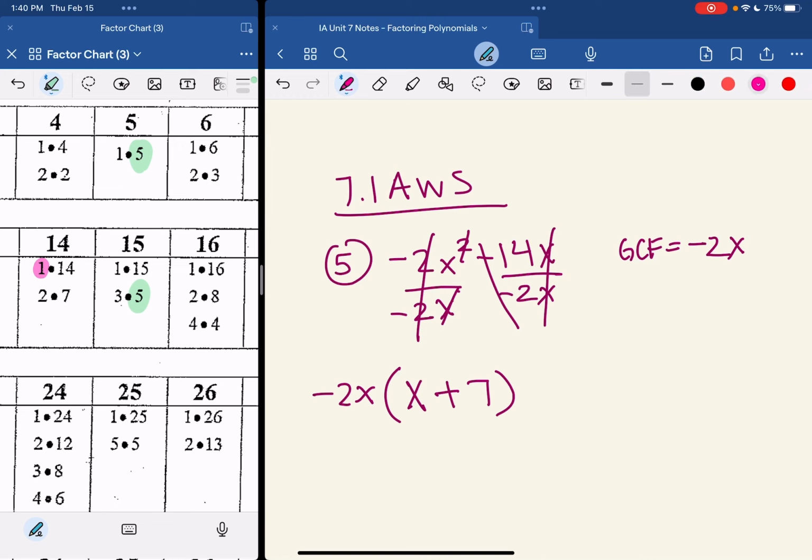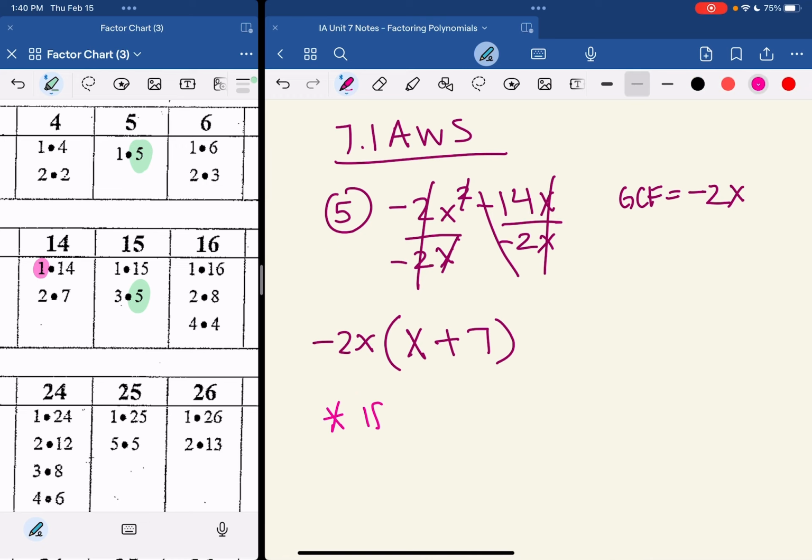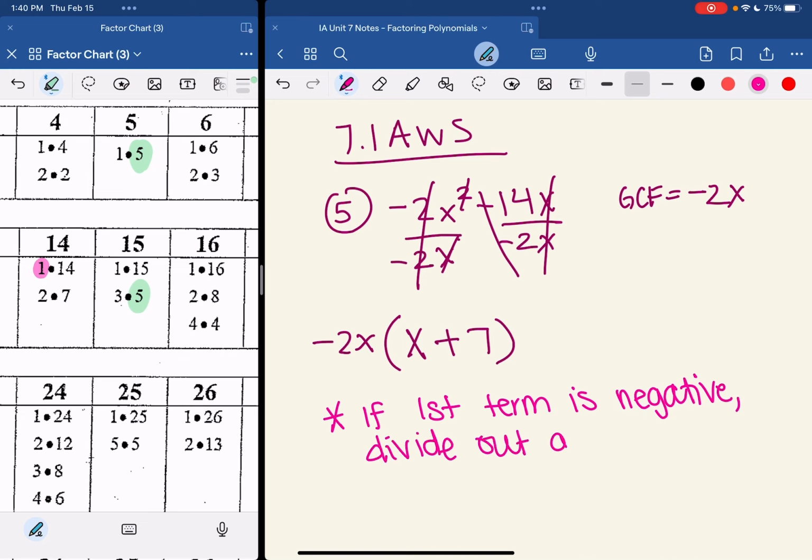So let me write that out. So examples of that are going to be 5, 13, 17, 26 in your homework. 22.